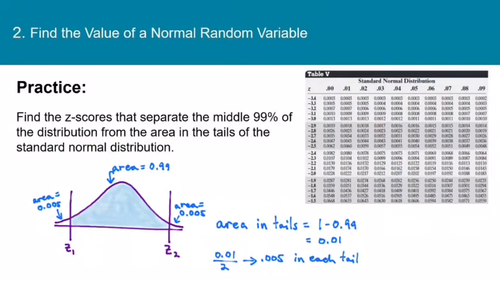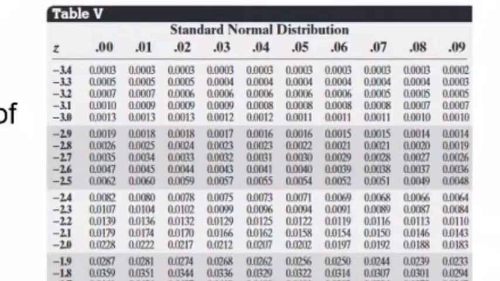Now remember, the table is symmetric. So if I just find the z-score for an area of 0.005, that'll be a negative z-score, but I know that because this area on the right end is the same, this z-score is the same number, just positive. So now let's go to the table and look for an area of 0.005. I see 0.0008, 0.0021. That's a lot closer. And oh, here we go.